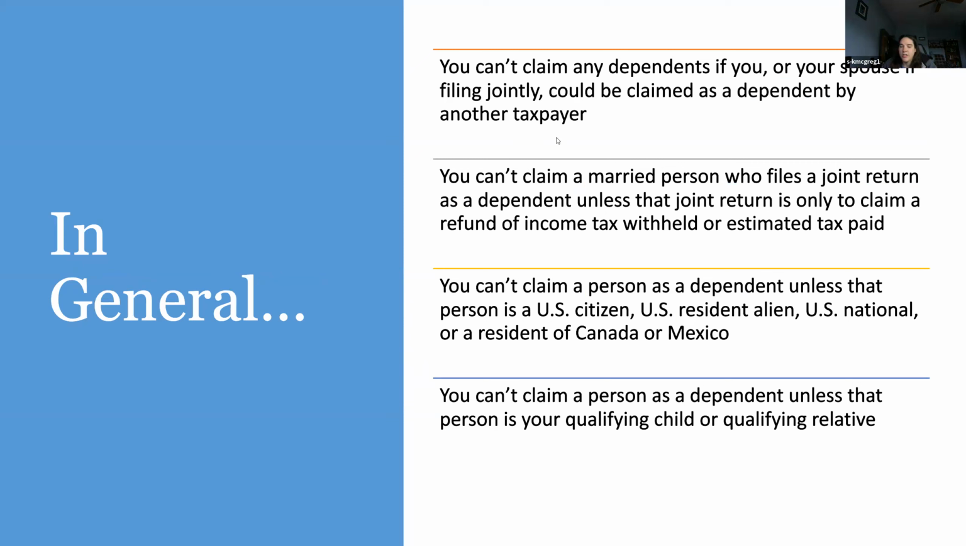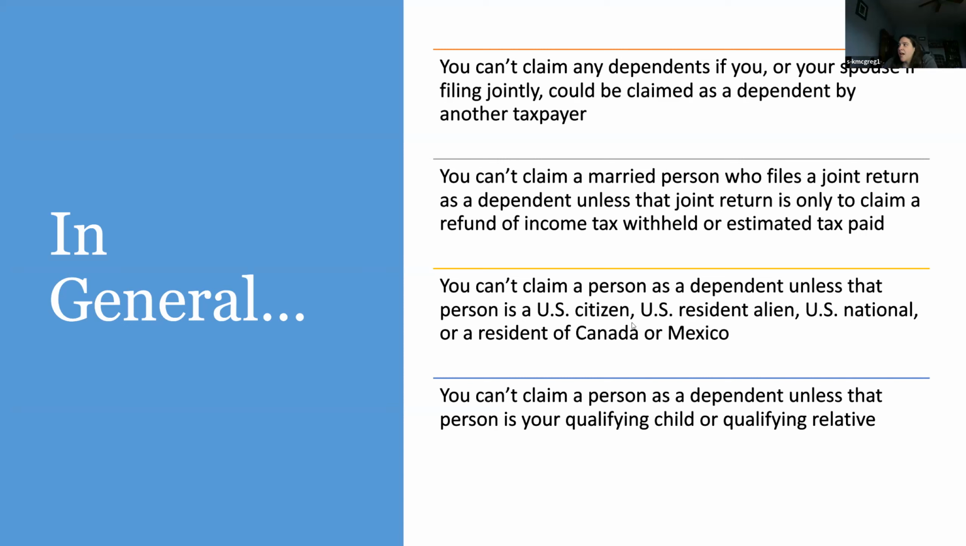So the general definition of dependents is you can't claim a dependent if you yourself are a dependent. So if you're being claimed by your parents or somebody else, you can't claim a dependent. You can't claim a married person as a dependent unless they have some sort of qualifications, like if it's your child, they just got married, they're still pretty young, they don't have a lot of income, they could opt to not file with their new spouse, they could still be your dependent, but in general, you can't claim married people as dependents.